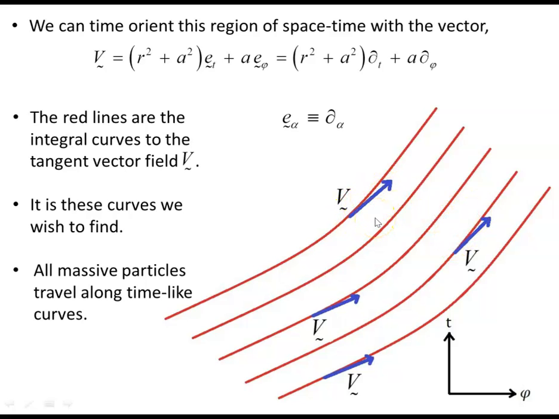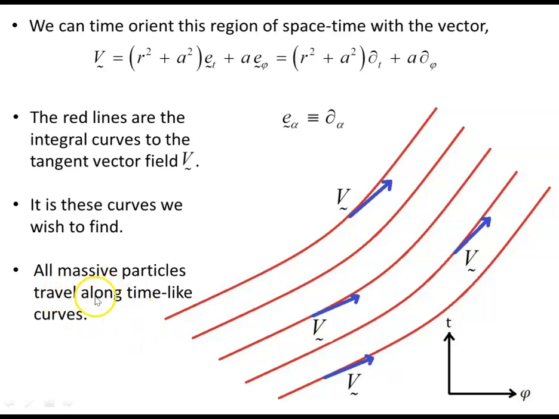All that has been the subject of previous videos, the algebra involved, everything that has gone on. So please look at the previous videos in this series. Okay, the integral curves are these red lines, and the direction towards the future, or future pointing, is shown by the vectors v. This is how we time orient our space-time inside the ring singularity.